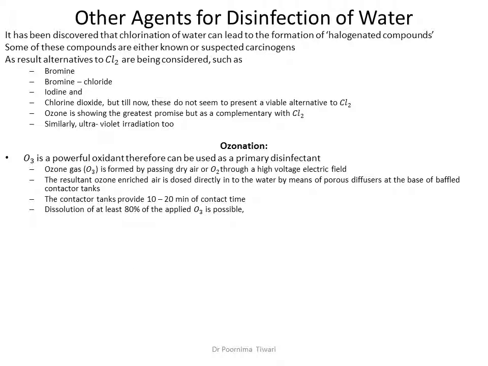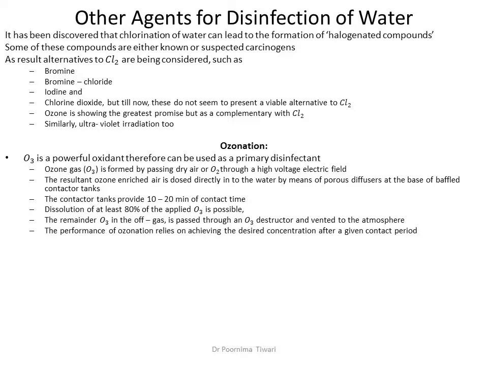Dissolution of 80% of the ozone in the air is possible, and the remaining ozone is let off in the off gas. This off gas is first passed through an ozone destructor and then vented out to the atmosphere, because addition of ozone to the atmosphere is actually polluting the atmosphere.